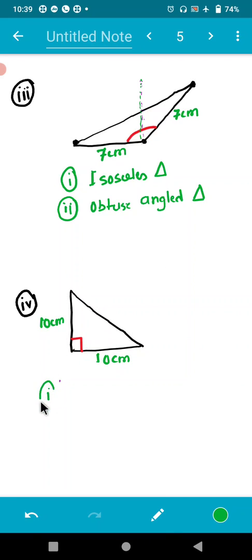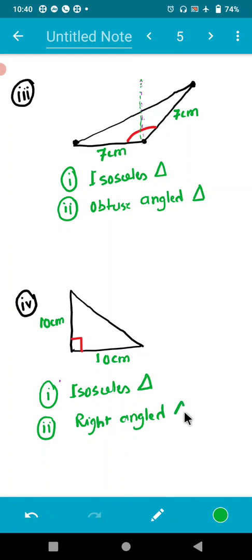Okay. Now, let's see what is this. What is the name of this one? So, as you see, first of all, we will try to give the name of a triangle based on the side. So, two sides are equal to each other. So, it would be isosceles triangle. Now, again you see this triangle is having 90 degrees. So, it is right angled triangle.